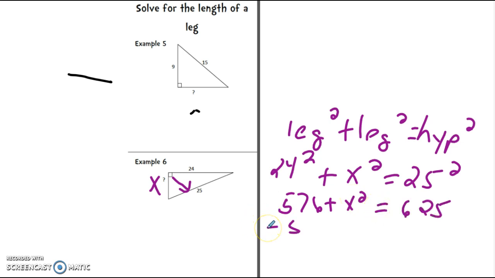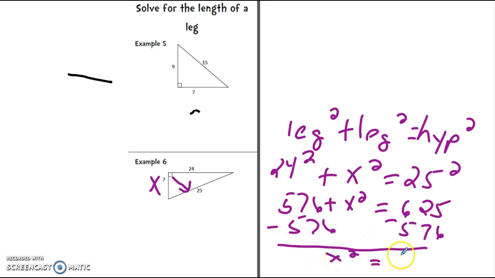Subtract 576 from both sides. What I do to one side, I have to do to the other. And then I'm going to get x squared equals 49. Then I'll have to take the square root of both sides to get that length. So x is going to equal 7 units. I'm sorry I went so fast. So these, when I'm looking for a leg, it takes a couple more steps, but you guys should be able to do it.